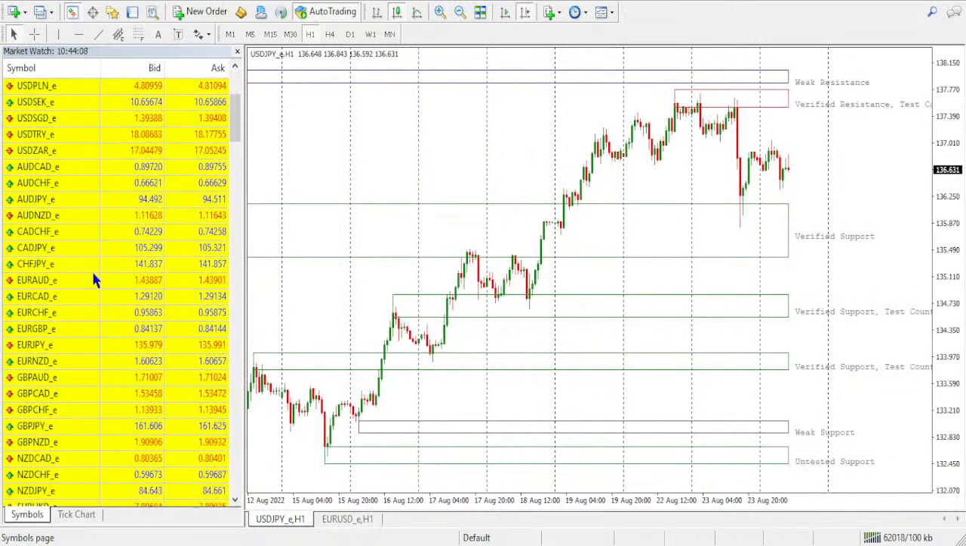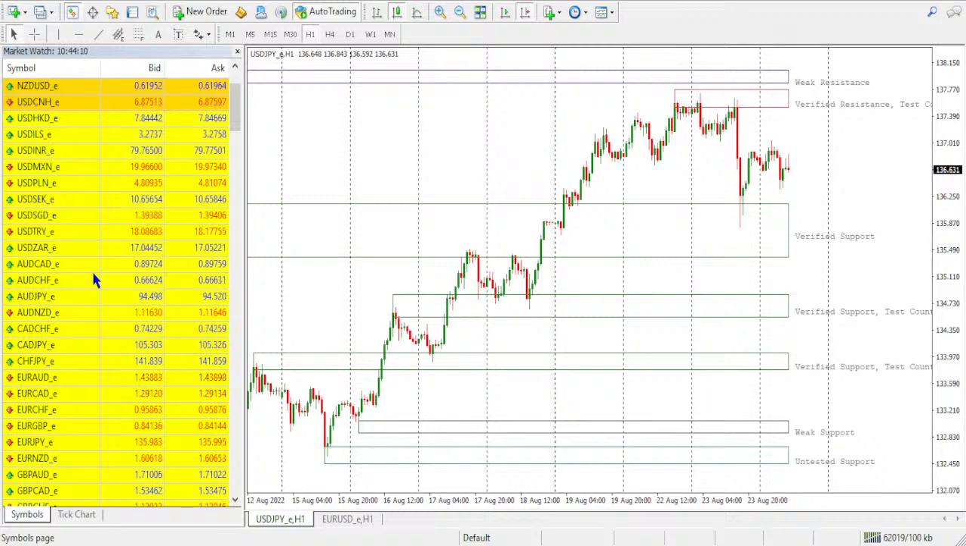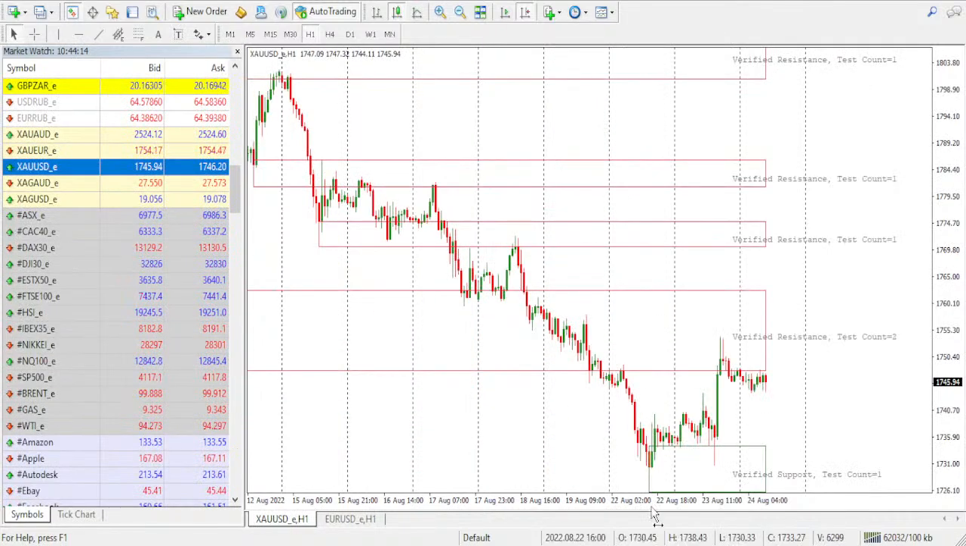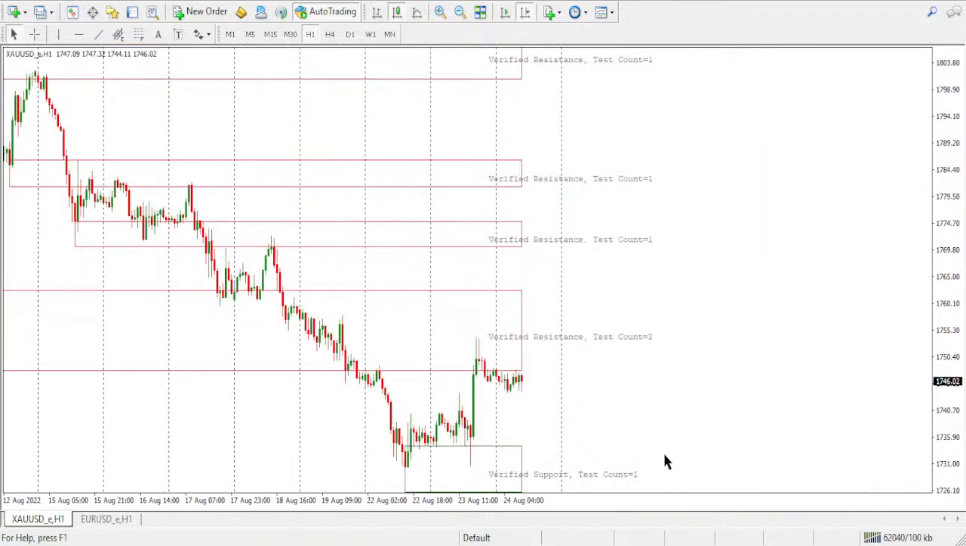My next instrument is gold. On gold so far, the price is in some downtrend. You can see that the price has been bearish from this point here. We have a verified resistance here, another verified resistance, and then another verified resistance. Then we have a verified support at this price here. If the price goes up and touches this zone, then this will give us the ideal place to look for a sell from.